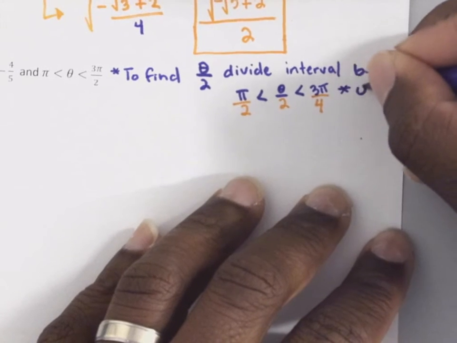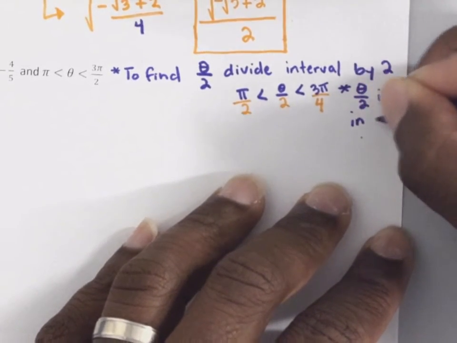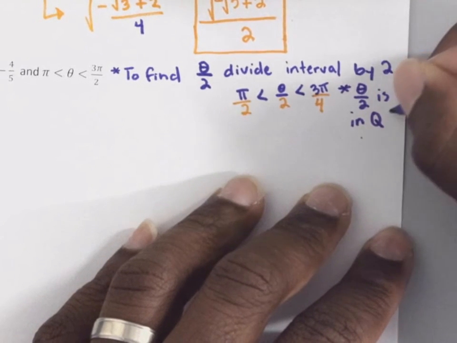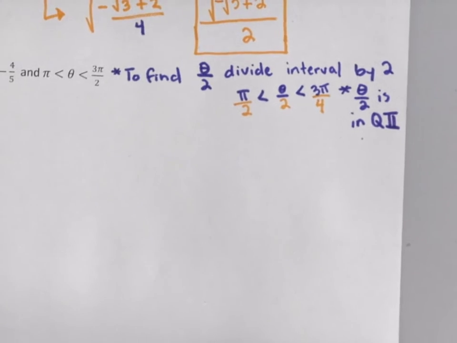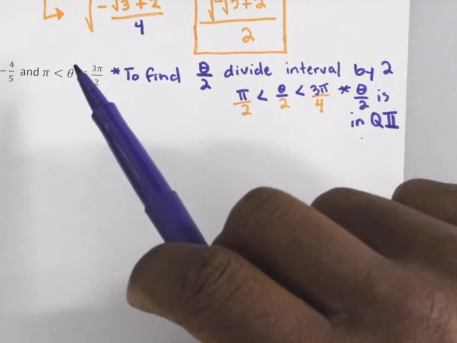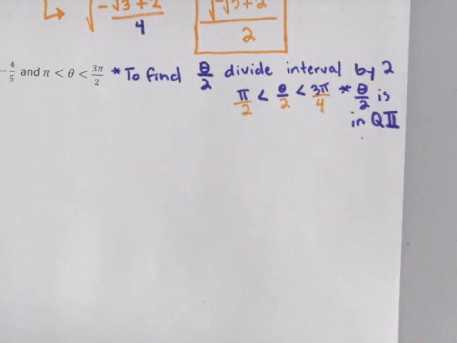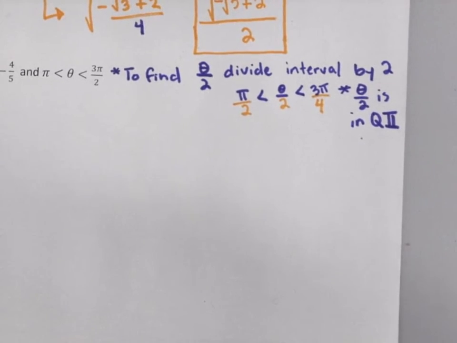And then we'll say the half angle is in quadrant 2. All right, so you divide each end of the interval by 2. That'll tell you where the half angle is. Hopefully this makes some sense, so when you look back at it, you'll recall what we did. All right, we ready to find these values?